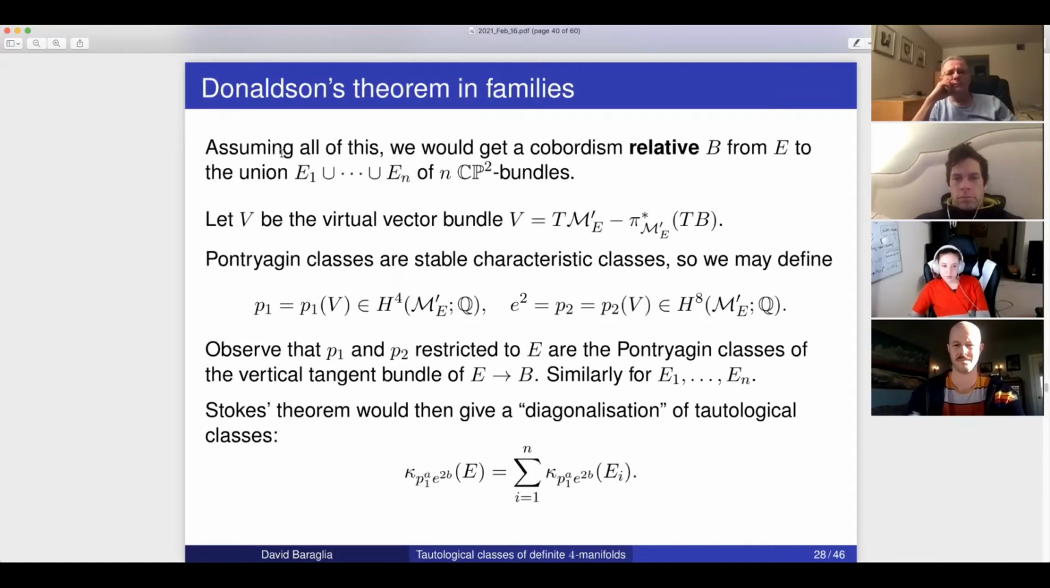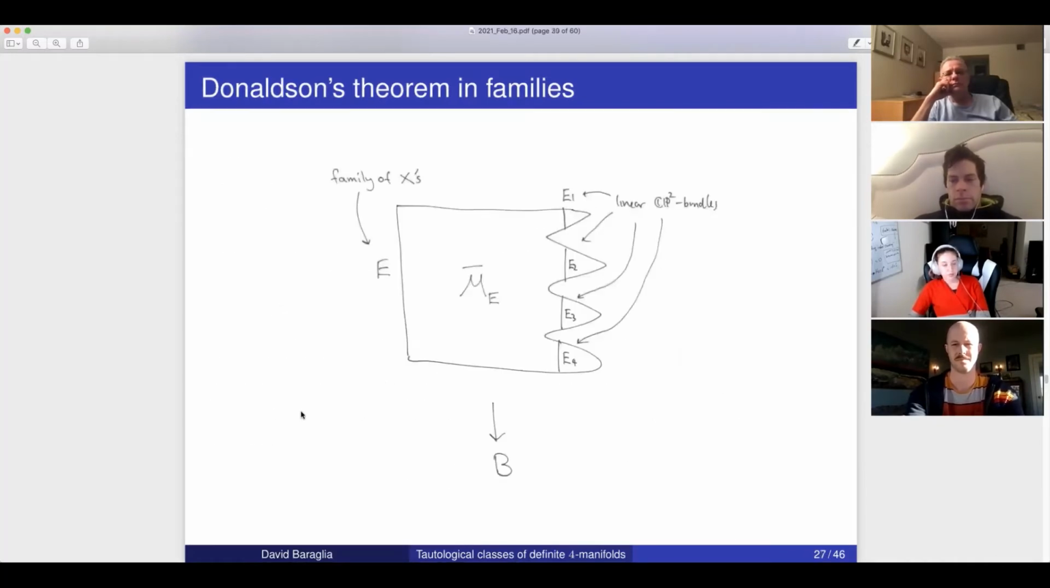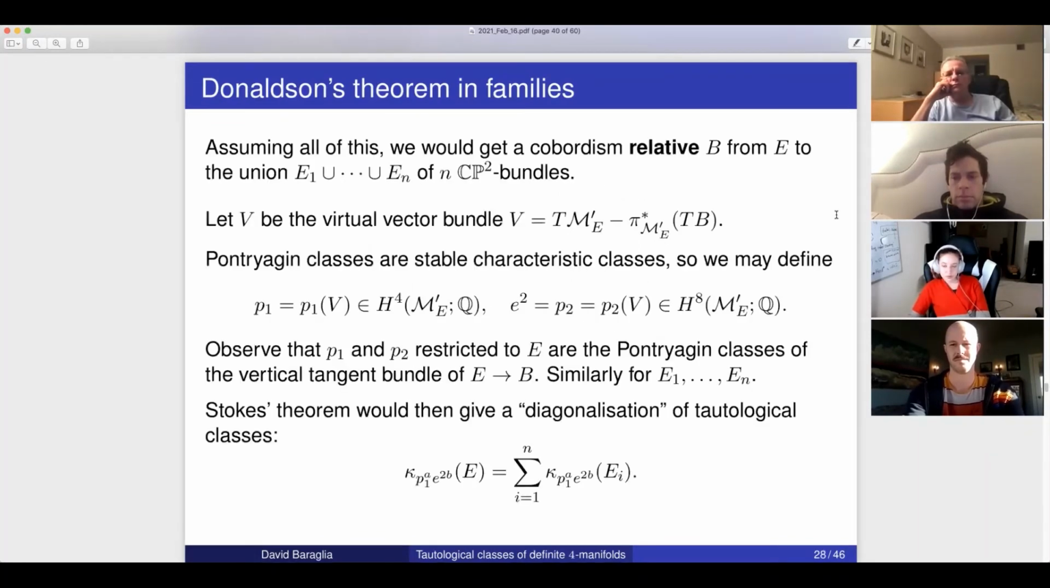So if this unobstructedness can be arranged, then you would get a cobordism relative to B. To say it's a cobordism relative to B, I just mean it's a cobordism with a map to B, such that when you restrict over here, you get the original map to B, and if you restrict over here, you get these fiber bundles.